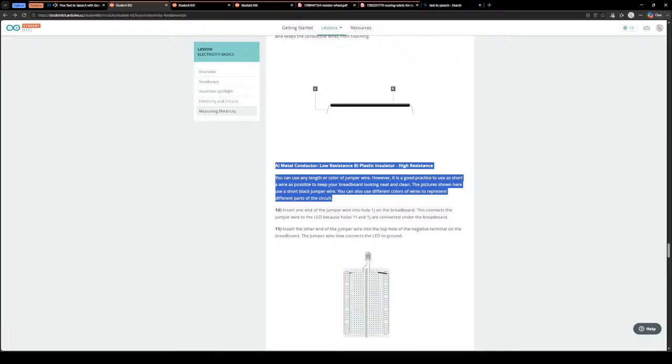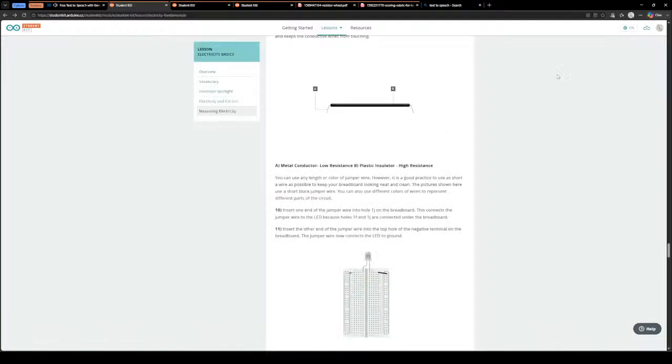A. Metal conductor, low resistance. B. Plastic insulator, high resistance. You can use any length or color of jumper wire. However, it is a good practice to use as short a wire as possible to keep your breadboard looking neat and clean. The pictures shown here use a short black jumper wire. You can also use different colors of wires to represent different parts of the circuit.